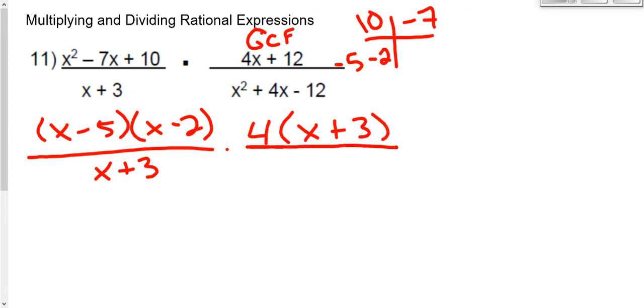Now in my denominator, this is the last thing I have to factor. I have to find two things that multiply to negative 12 that add to 4.